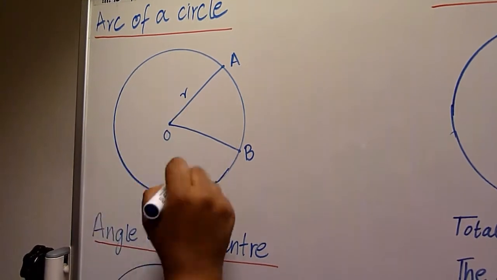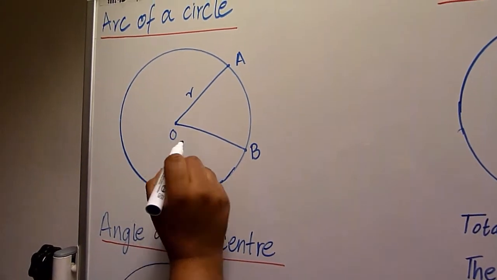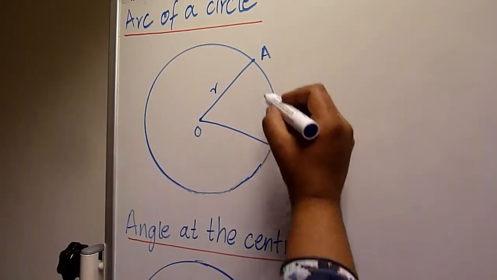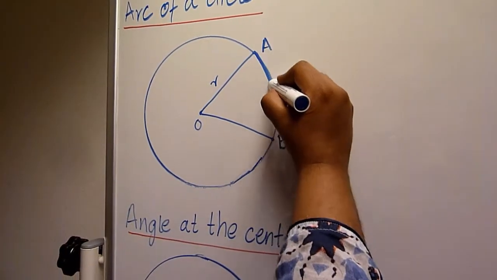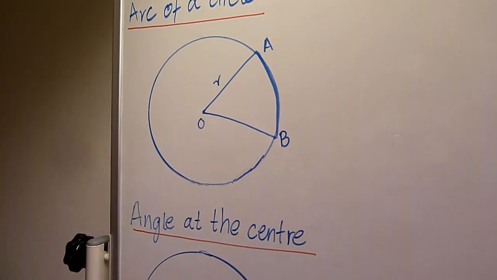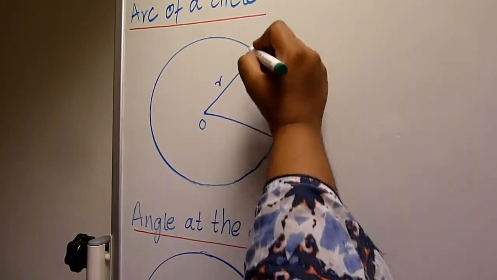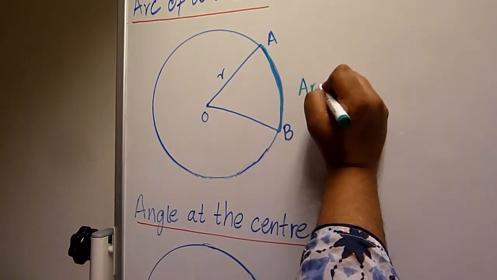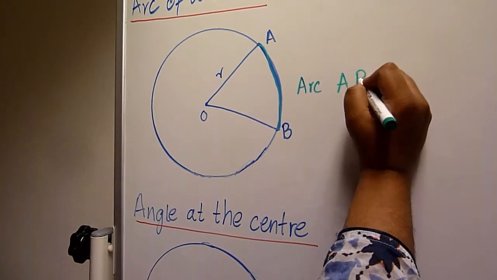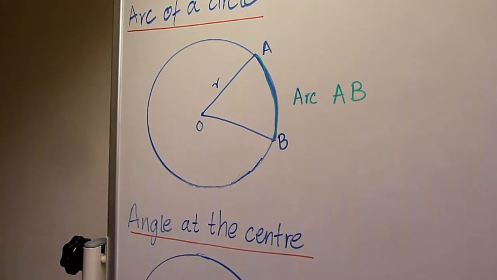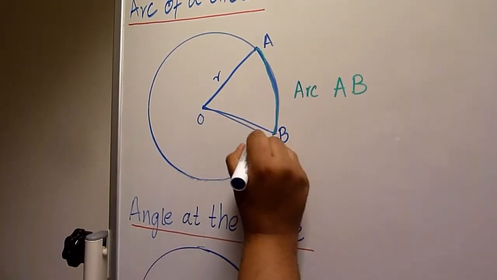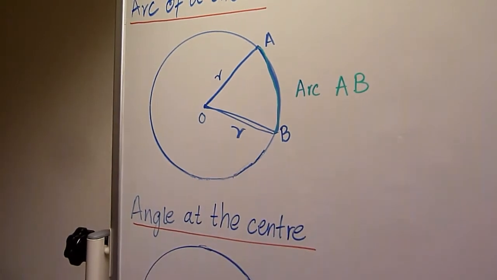So if you take a circle with center O and you have 2 points on the circumference A and B, then this part is the arc AB. And we know that these two are the radii of the circle.